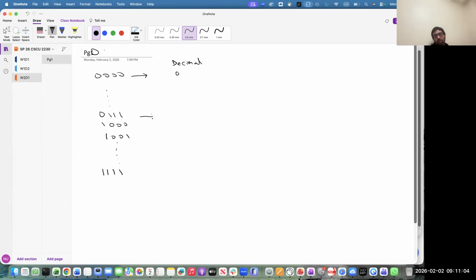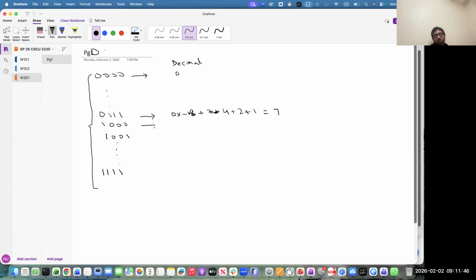And what will be this one? Remember, we are interpreting all these bit patterns as signed numbers, so the weight of the most significant bit is negative, but the most significant bit itself is zero, right? So zero times minus 8, not 16 actually, it is 8, plus 4 plus 2 plus 1. So this is equal to 7, right?